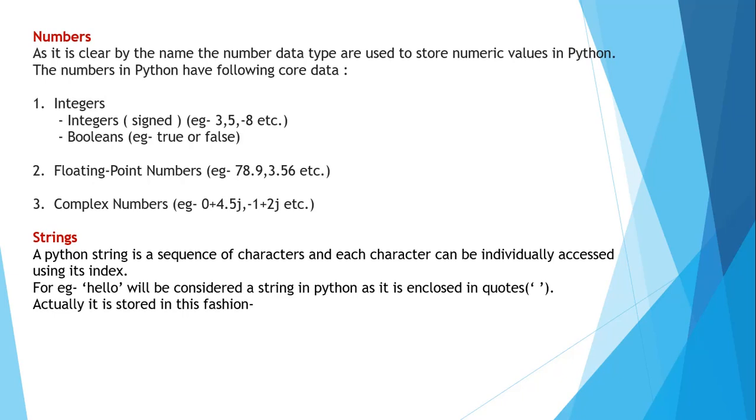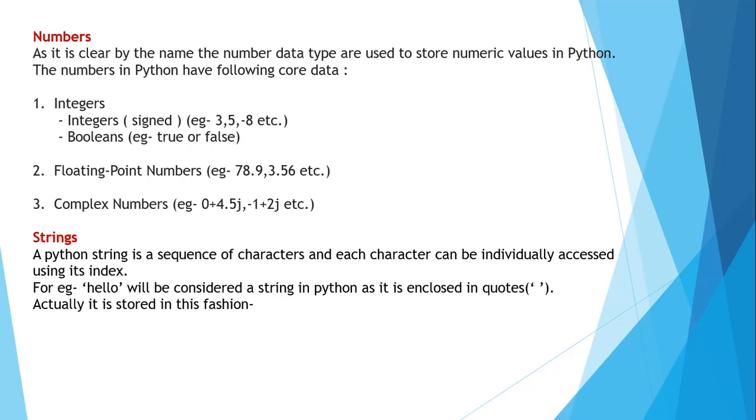Next are the strings. The first classification of the data types was numbers, and now the second one is strings. As I have already discussed, whatever you are writing in codes is considered as strings. A Python string is a sequence of characters, and each character can be individually accessed using its index. Whenever you have a single character, that is a character data type, and when multiple characters are used at once, they combine and create a string. If you combine these multiple characters, every individual character has a place inside this string, and that is its index number.